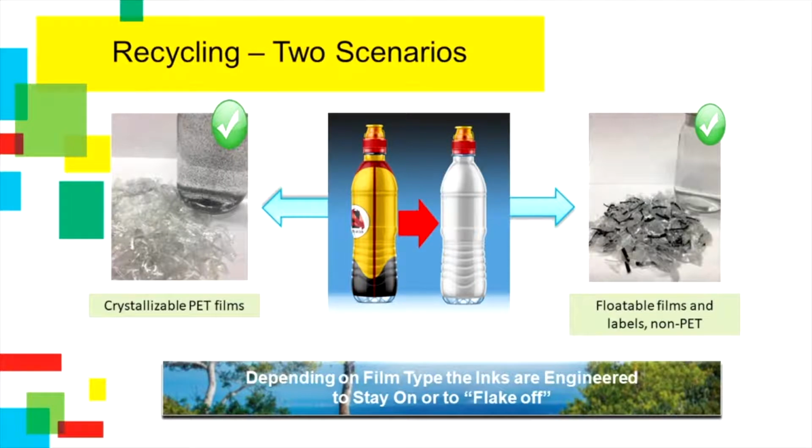So what is desired? There are two scenarios. On the right side of the slide, we show the scenario of floatable sleeve or label films, which are typically BOPP, that are separated from the PET to be recycled through a flotation step during that recycling process. In this case, the inks should stay with the films, not impede the flotation, and not bleed, of course. On the left side of the slide is the second scenario for new crystallizable PET films, which are compatible with and can be co-recycled together with the PET bottles, assuming the inks can be removed. In this case, we want a controlled release of the inks as particles that can be separated, no bleeding or staining of either wash water or PET, of course. So, depending on the film type, the inks are engineered to stay with the label or sleeve or to flake off.